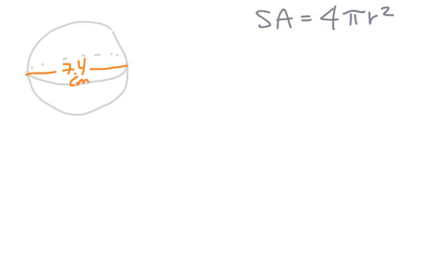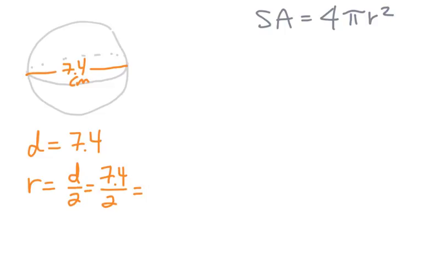So I'm going to do a little bit of work over here, and if the diameter is 7.4, I'll remind myself that the radius is the diameter divided by 2. So 7.4 divided by 2. Well, that gives me 3.7. And so 3.7 is the radius. That's helpful because I'm going to be able to use that in my surface area formula.